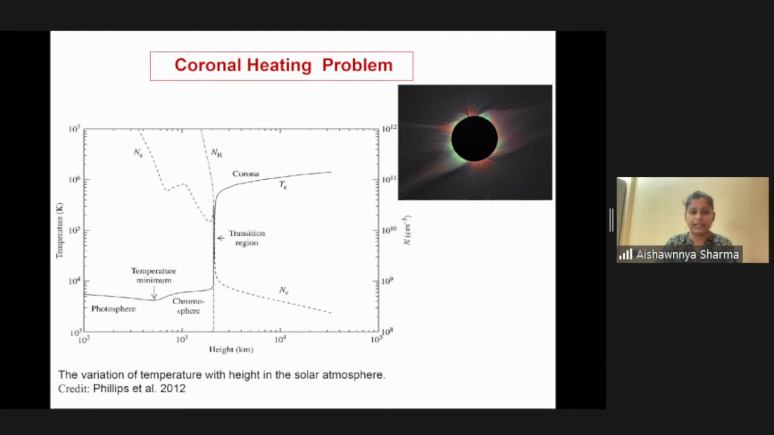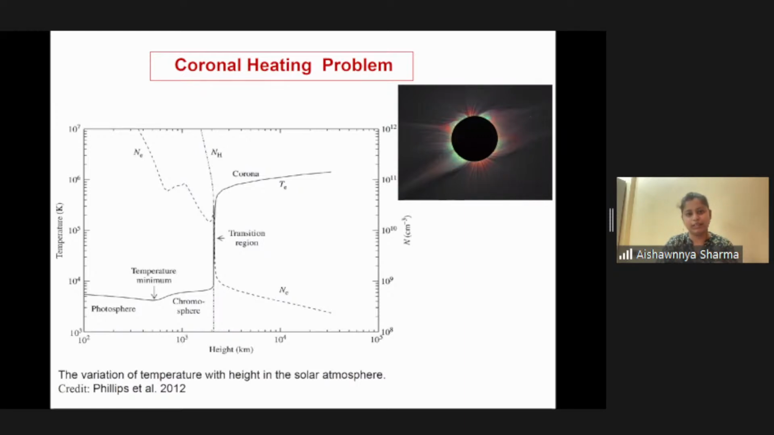This is a diagram where the x-axis is solar atmospheric height and the y-axis is temperature. From left, I am going from the solar photosphere outward to the corona. From the photosphere, as we go out, the temperature slowly decreases. This is fine. Then we reach a temperature minimum region, but then it slowly starts to increase in the chromosphere and reaches around 20,000 Kelvin.